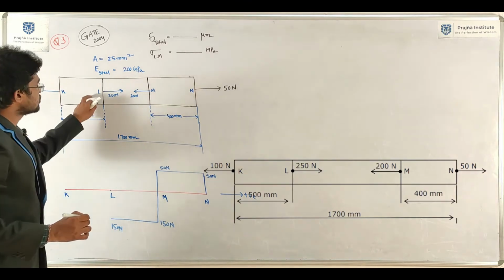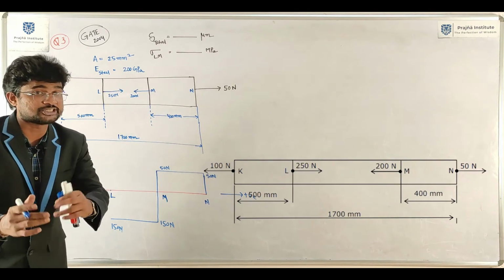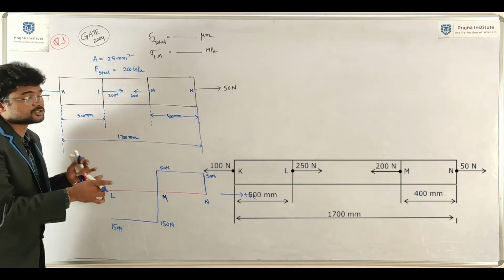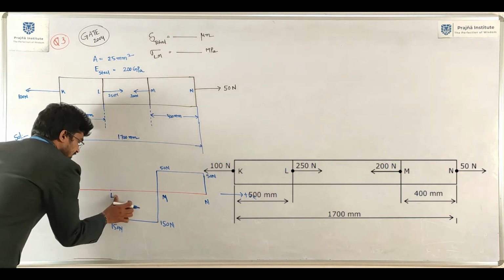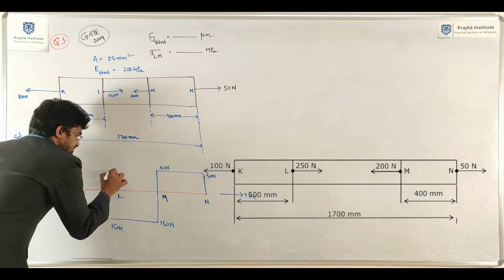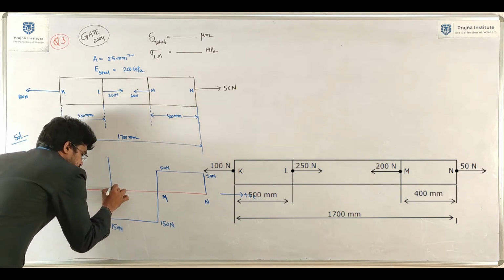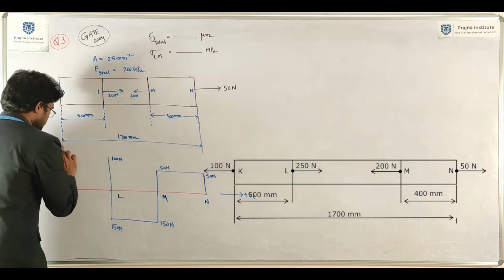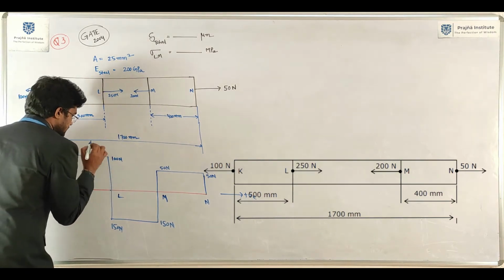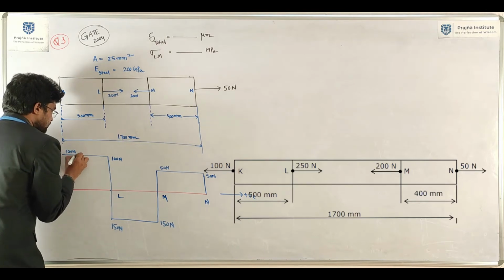Now I am here, I have seen the load, both are acting in the same direction, means positive. Positive means we need to add 250 Newton to minus 150. You will get plus 100. It is nothing but 100 Newton. So come up to here, it is 100 Newton.